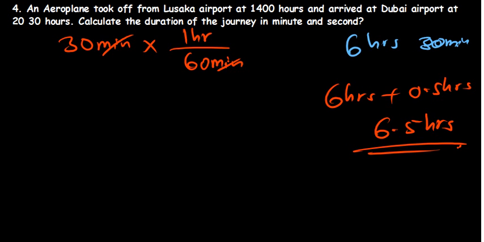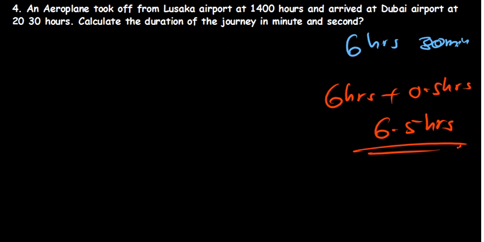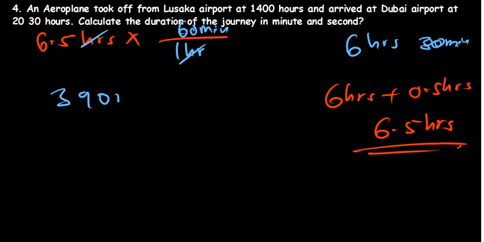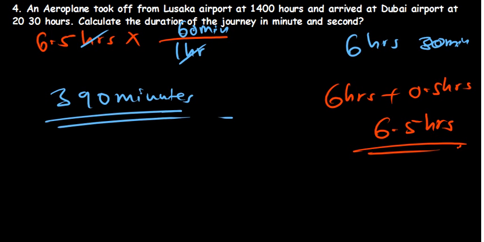Now we have to convert this to minutes. So I'll say 6.5 hours times, I'll set the units in such a way that they cancel each other. In 1 hour we have 60 minutes. Hour and hour will cancel, so we'll say 6.5 times 60, I'm getting 390 minutes. So it took about 390 minutes for this airplane to reach Dubai.